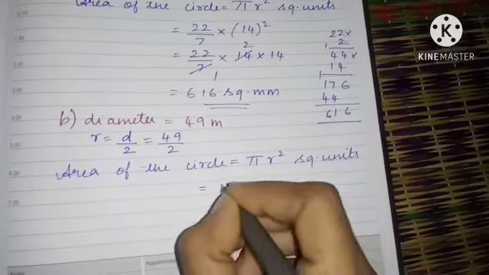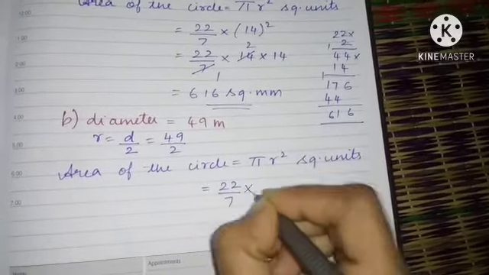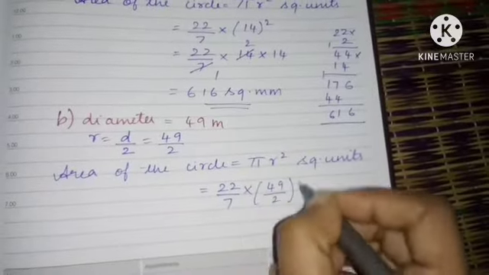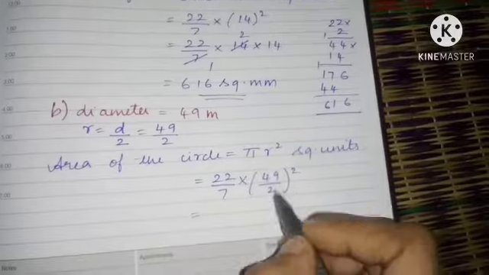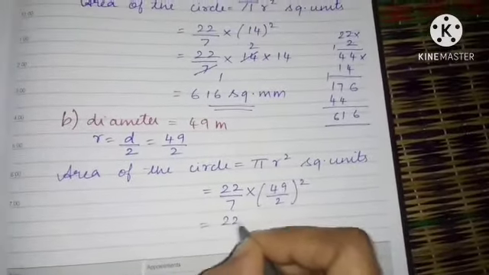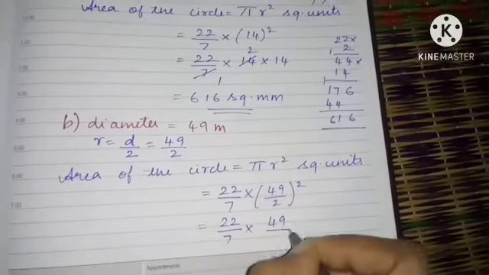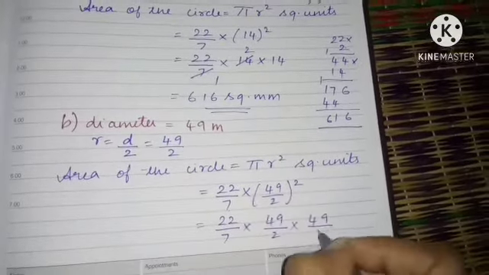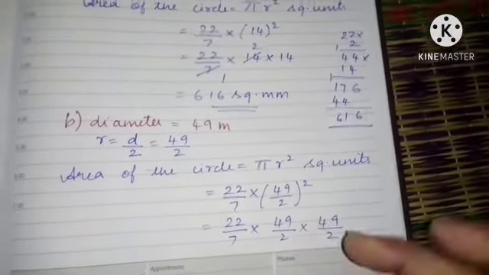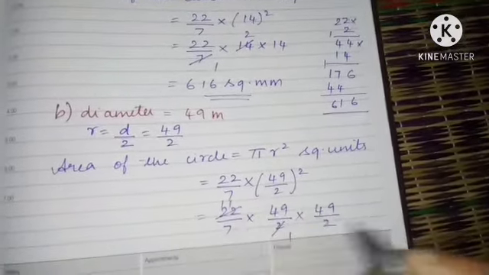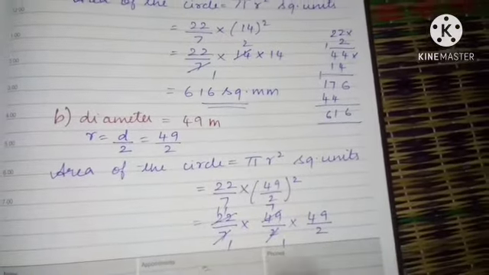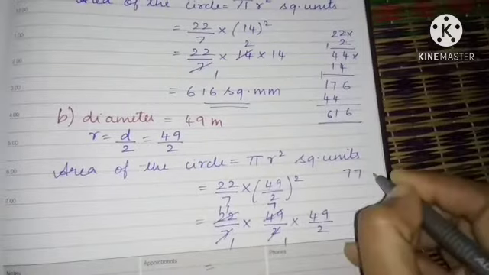Now, pi value is 22 by 7 into r square, which is 49 by 2 the whole square. Now 22 by 7 into 49 by 2 into 49 by 2. Yes, 49 by 2 the whole square means 49 by 2 into 49 by 2. 2 ones are 2, 2 11s are 22. 7 ones are 7, 7 sevens are 49. Yes, now 11 into 7, 77.